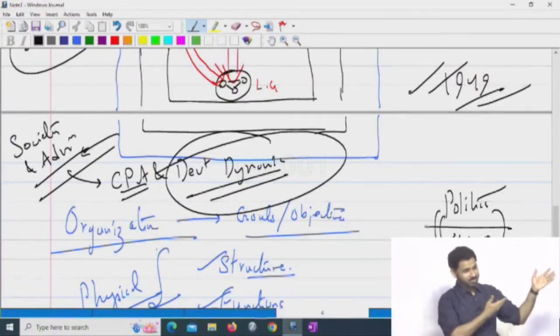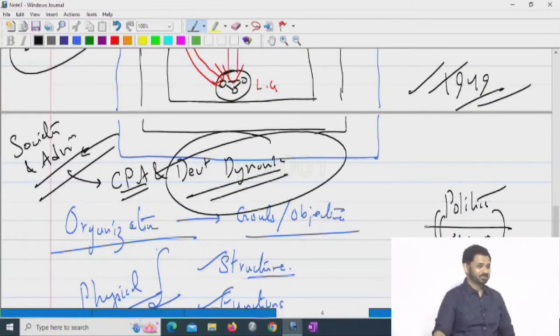That we will discuss when we discuss the topic. I am giving you a brief about all the chapters which are going to come. There are going to be like 4 sessions on development dynamics altogether.